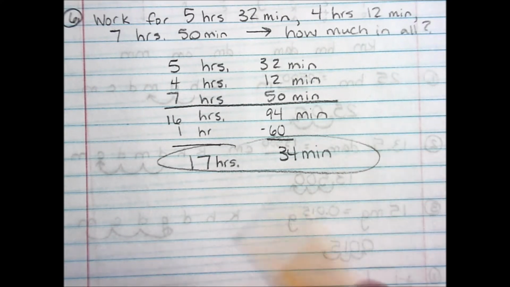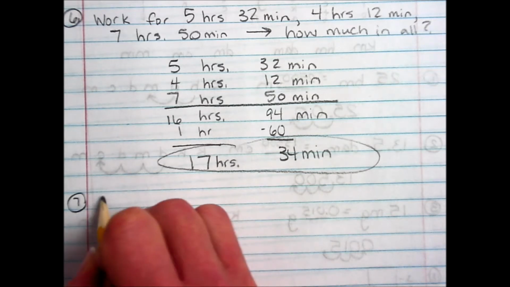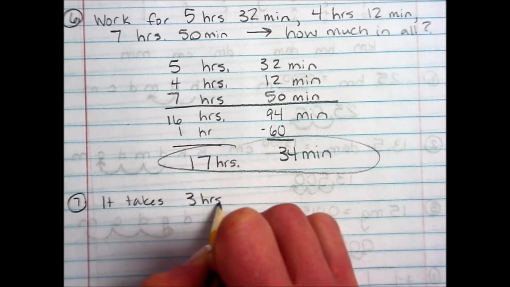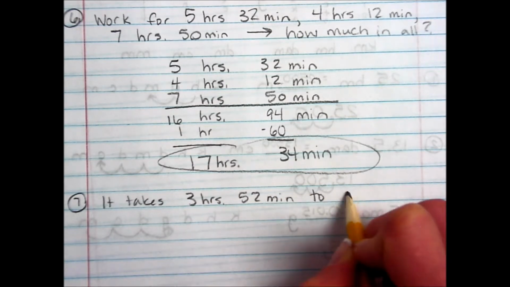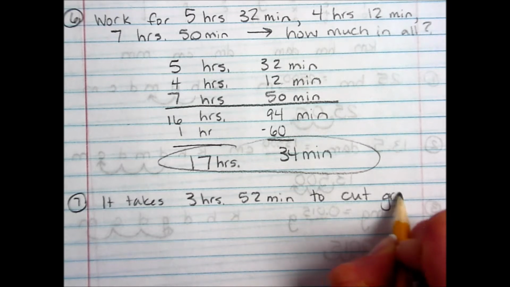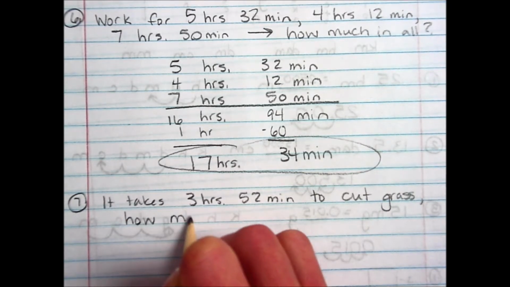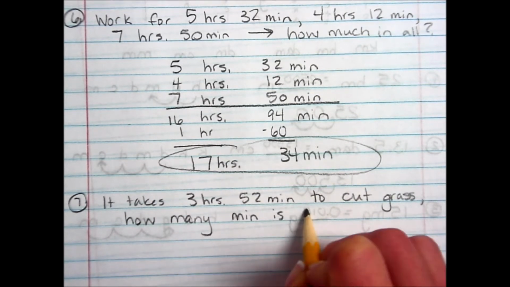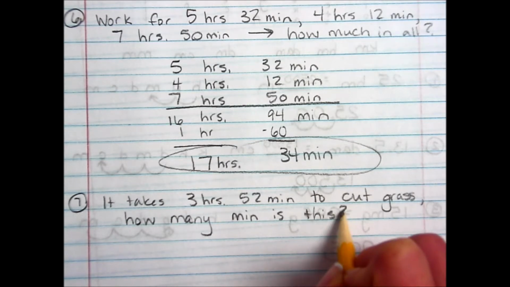They also have some time questions that work the opposite direction. Let's say it takes 3 hours and 52 minutes to cut grass. It's a big yard. How many minutes is this? So now we're going from hours to minutes.